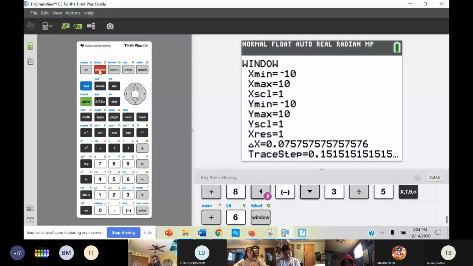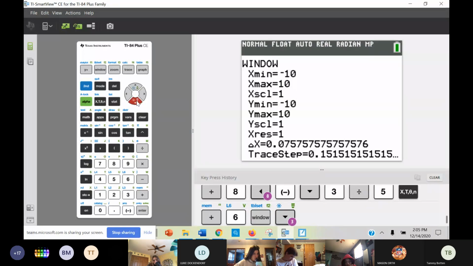So let's go to our window, and this is the most general window we do. For x min, if yours isn't like this already, go down to your negative key and make that -10. That means on your x-axis, you're starting at -10. For your x max, we put it at 10. And then what the x scale means is what do you want to count by? And we're going to count by ones.